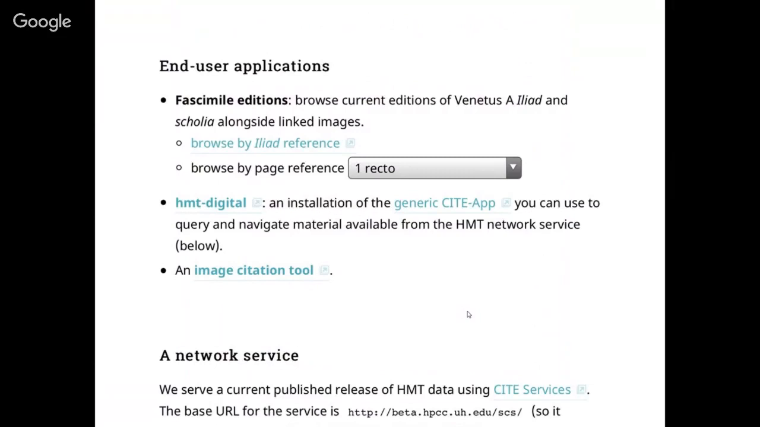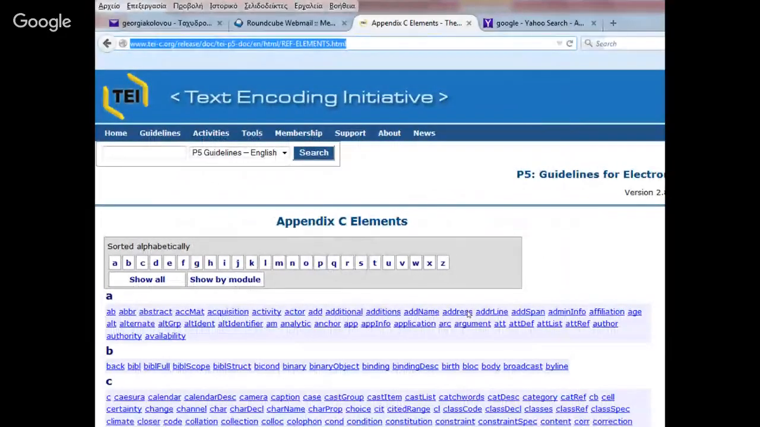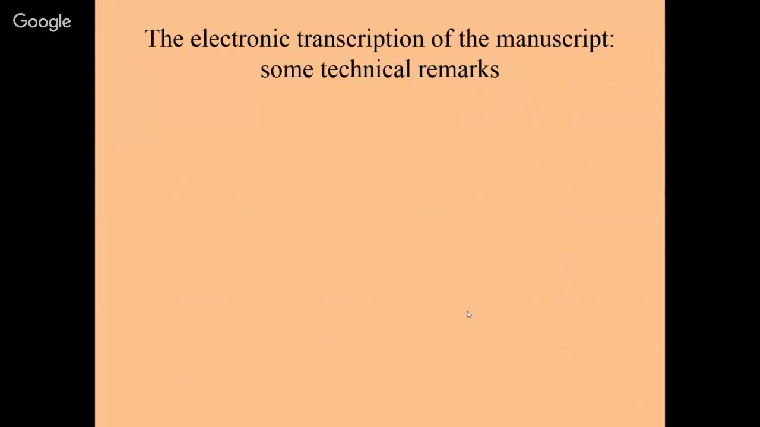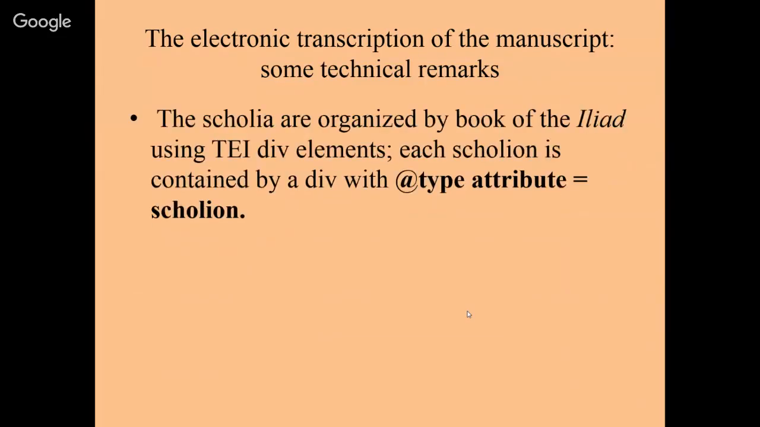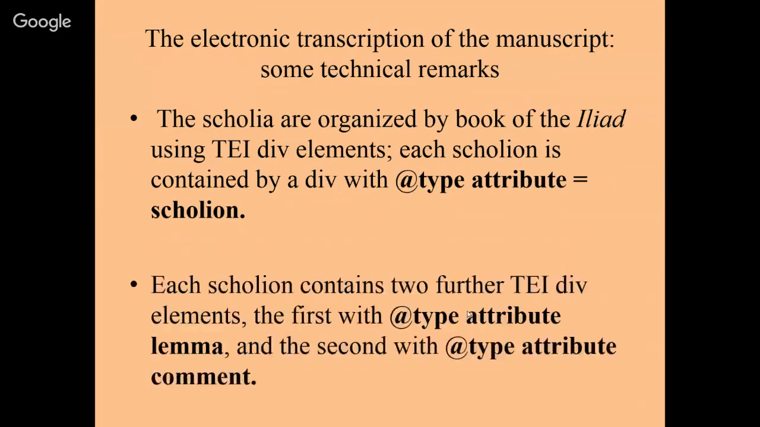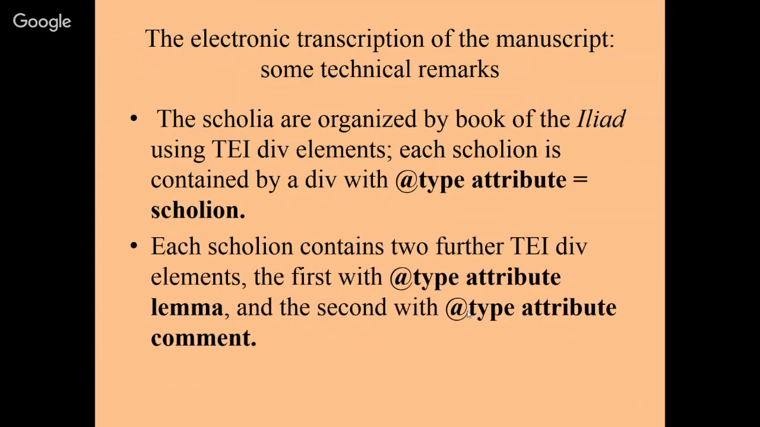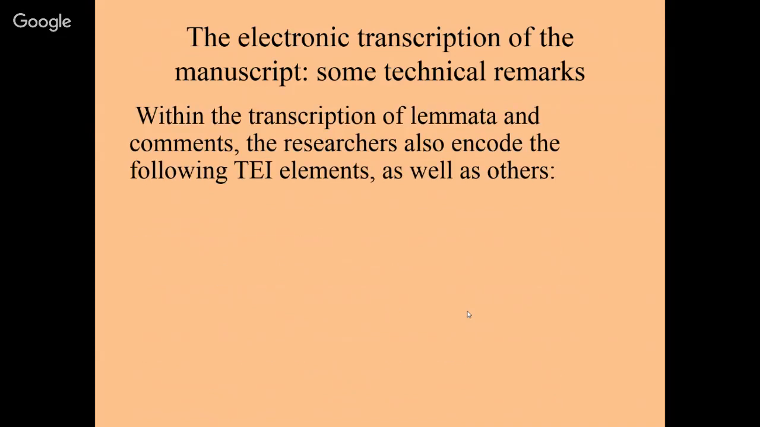And before working together on this structured markup, I present to you the organization of the scholia using TEI elements for text division. First of all, the scholia are organized by book of the Iliad using TEI division elements. Each scholion is contained by a division with the technical vocabulary that you see here. And each scholion contains two further TEI division elements, the first one with the lemmas and the second one with the comments. That means that the researchers of the Center for Hellenic Studies have encoded the scholia, the lemmas, and the comments.